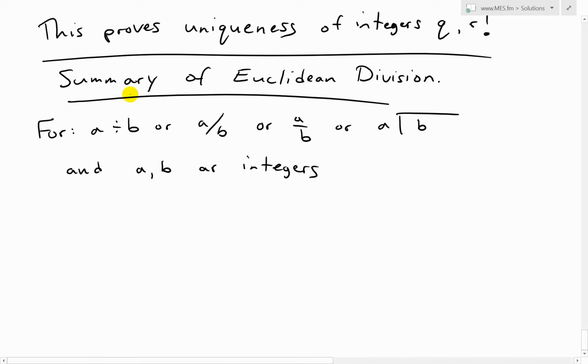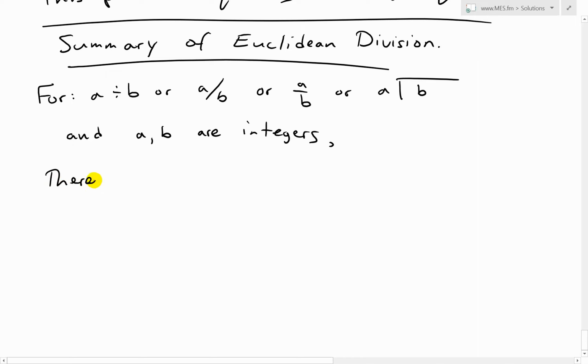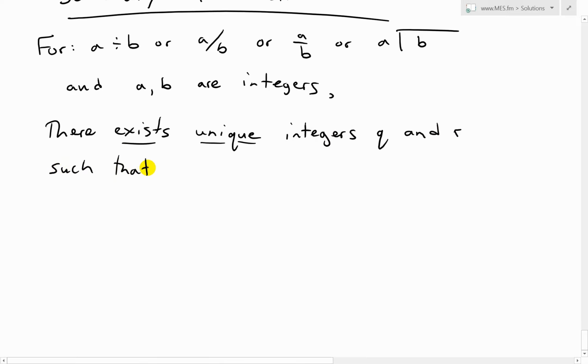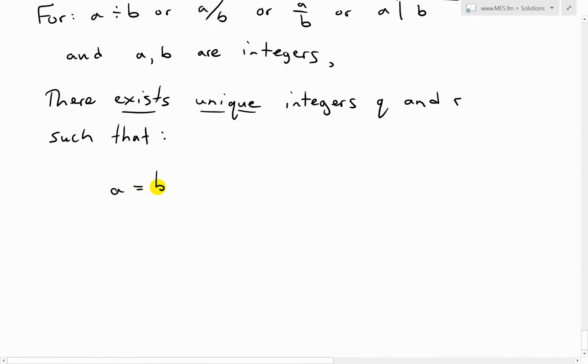Here I just added some more stuff. So, summary of Euclidean division. I'll write a divided by b in these many different forms, and a and b are integers. There exist unique, so we have the exist part, which we proved, and the unique part here. So unique integers q and r such that a equals bq plus r, where r is greater than or equal to 0 and less than the absolute value of b.